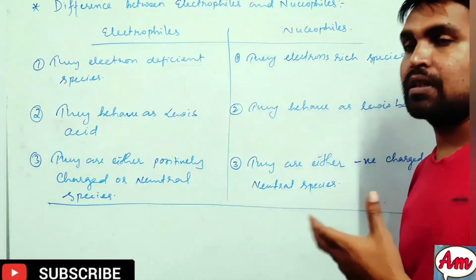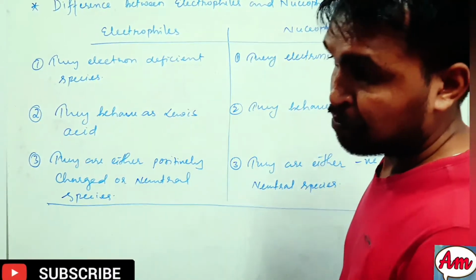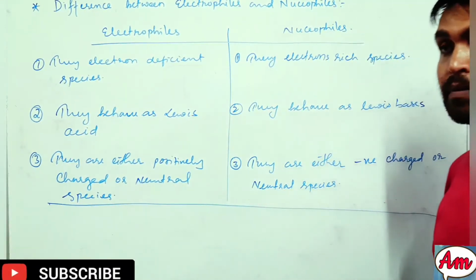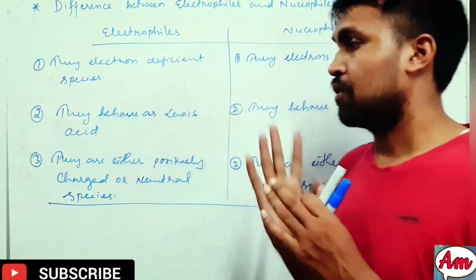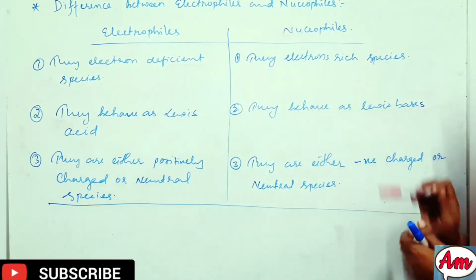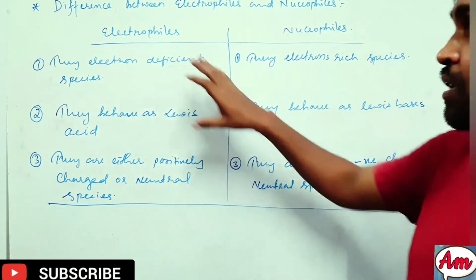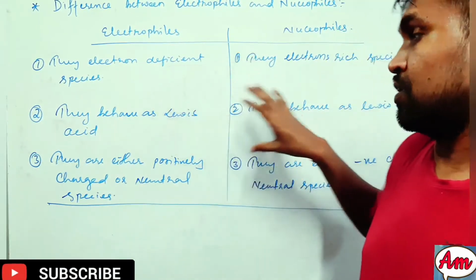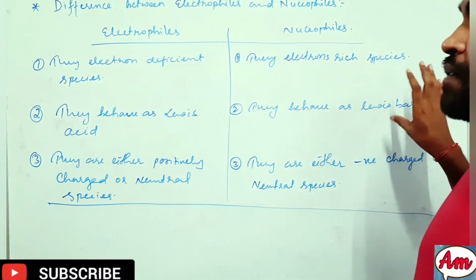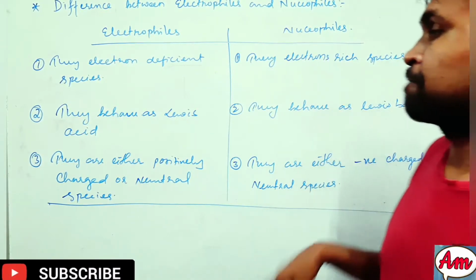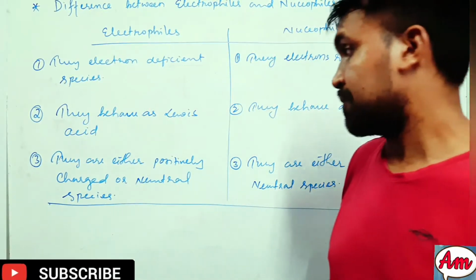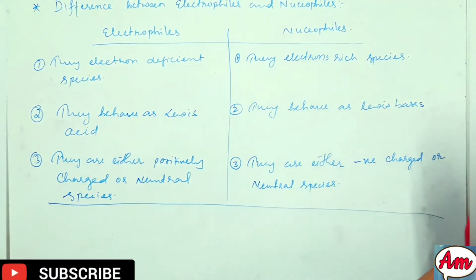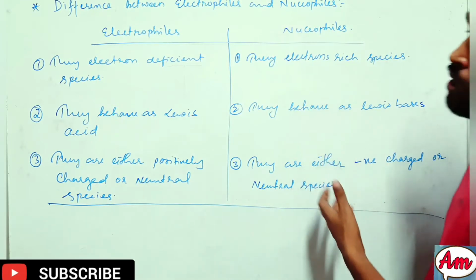What is Lewis acid and all, we are going to study in other chapters. So this we understand, that electrophiles behave as a Lewis acid and nucleophiles behave as a Lewis base. They are either positively charged or they are neutral species, whereas nucleophiles are either negatively charged or neutral species.